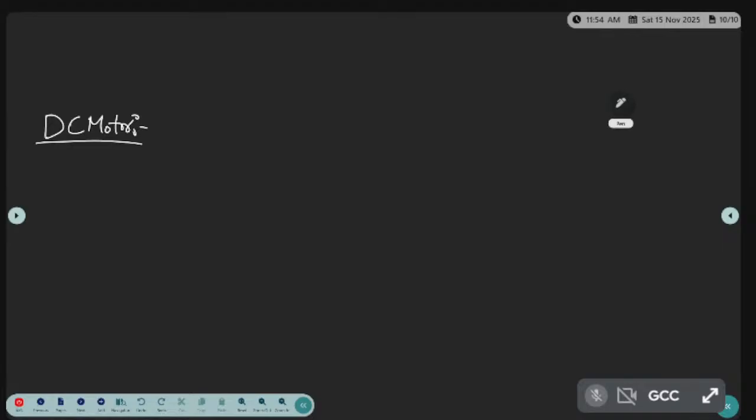Right, so now, what do I mean by DC motor, and how does it work? What is the meaning of motor? Motor means you supply voltage, and it is an electrical machine which converts electrical energy into mechanical energy.